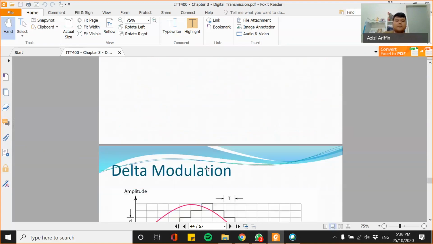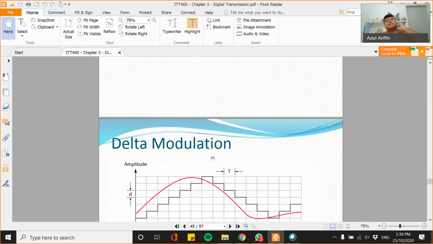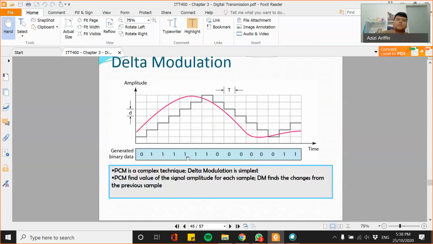So membazir lah. Okay. And also alternative to PCM, alright, macam mana kita nak buat dia punya analog to digital conversion tu. So tadi kita belajar PCM. So now we go into delta modulation. So for delta, PCM is a complete technique. The delta modulation is simplest, right? So PCM find value of signal amplitude for each samples. So for delta modulation is it find the changes from the previous sample.